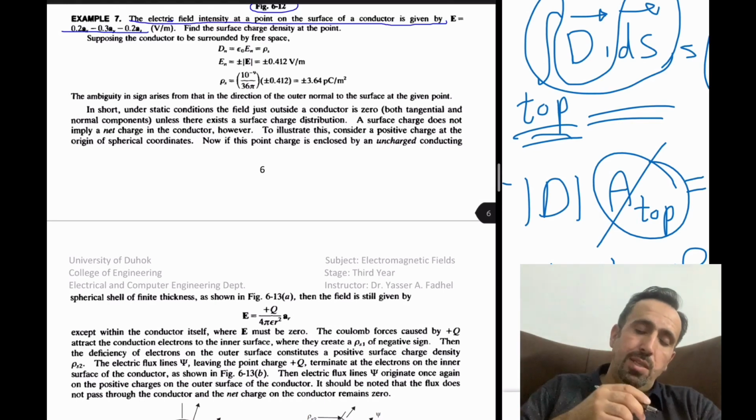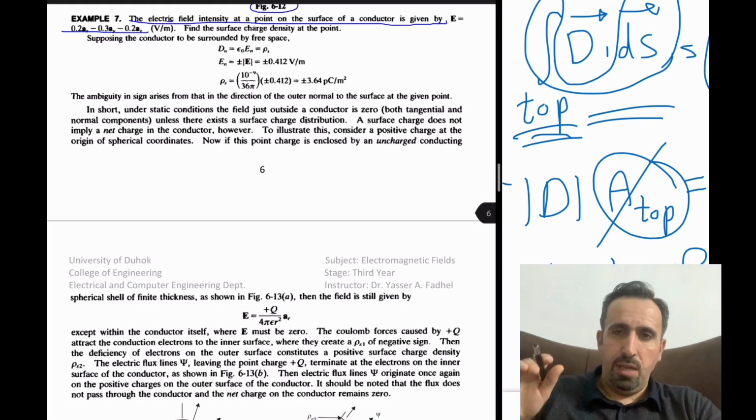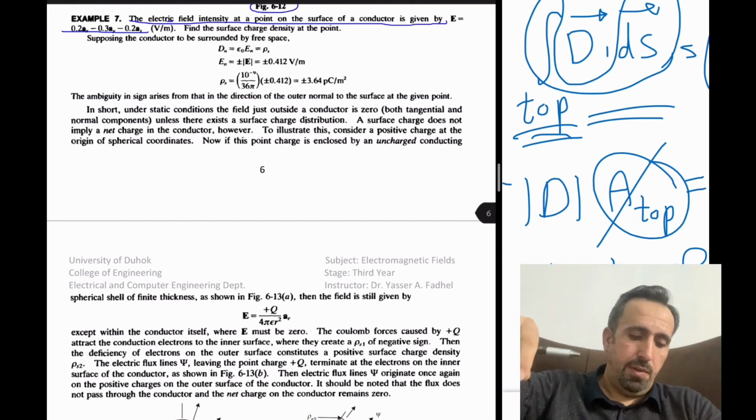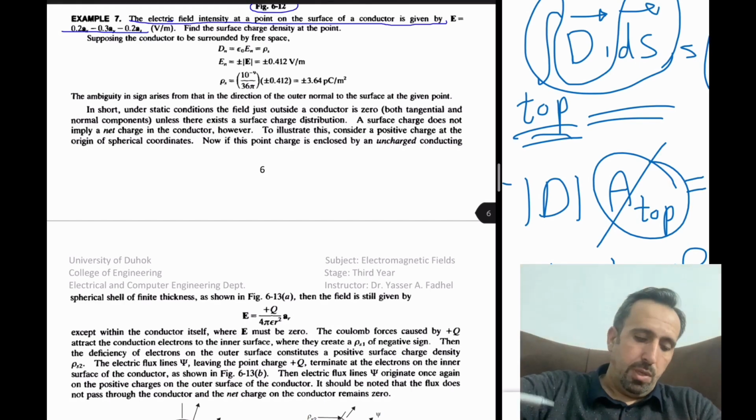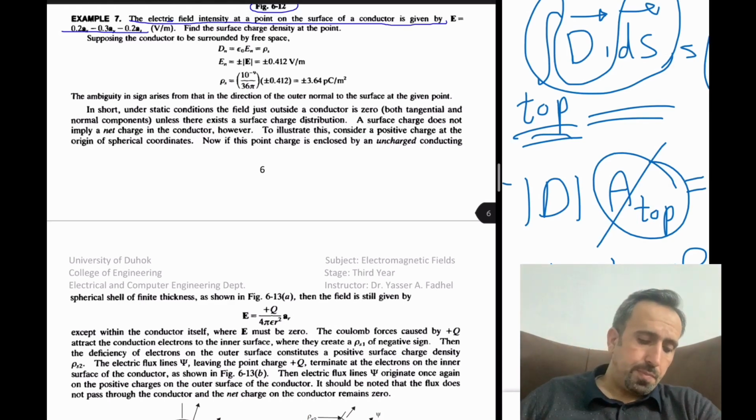I mean what? In this example it is indirectly saying that there is an interface, because he's talking about a conductor and a certain point at the surface of that conductor. So sure, at this point there is a contact between dielectric and conductor. For that reason, boundary condition must be taken into account.